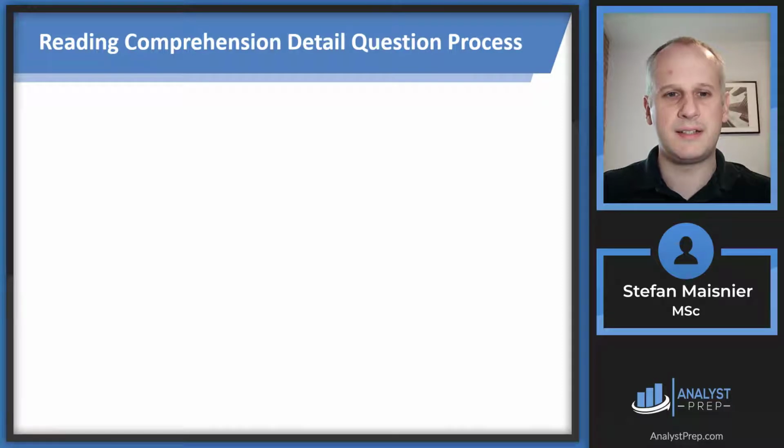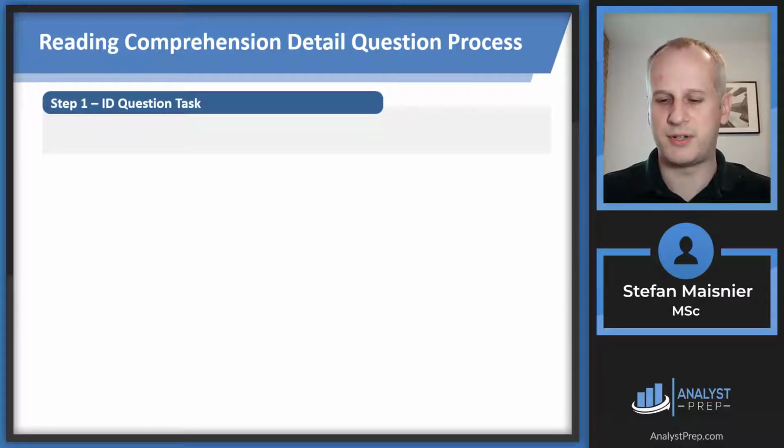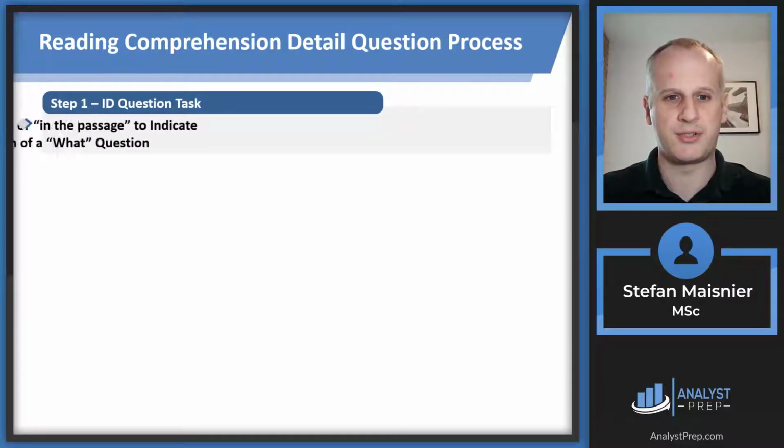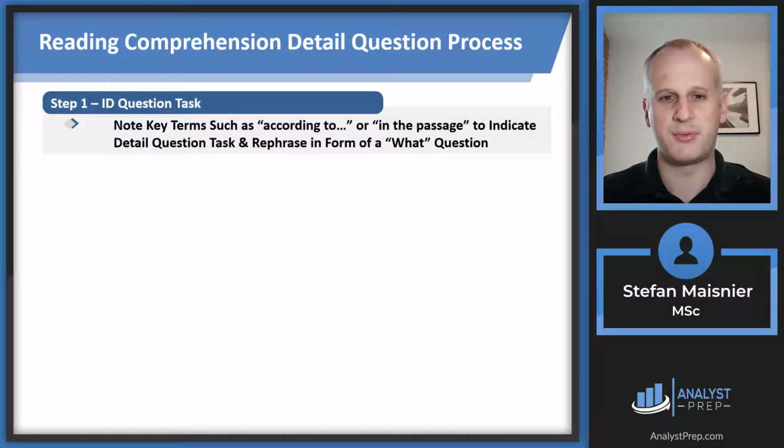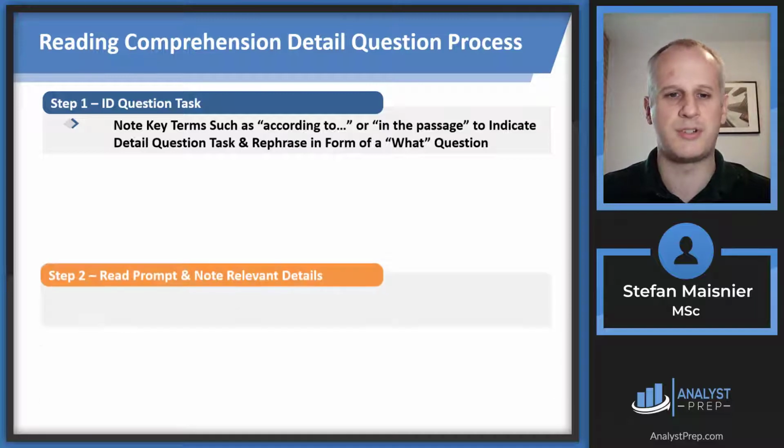So let's take a look at our process for detail questions. First is going to be to identify the question task, as it is for all reading comprehension questions. You'll want to note key terms such as "according to" or "in the passage" that will indicate that this is a detail question task, and you'll then rephrase it in the form of a what style question.